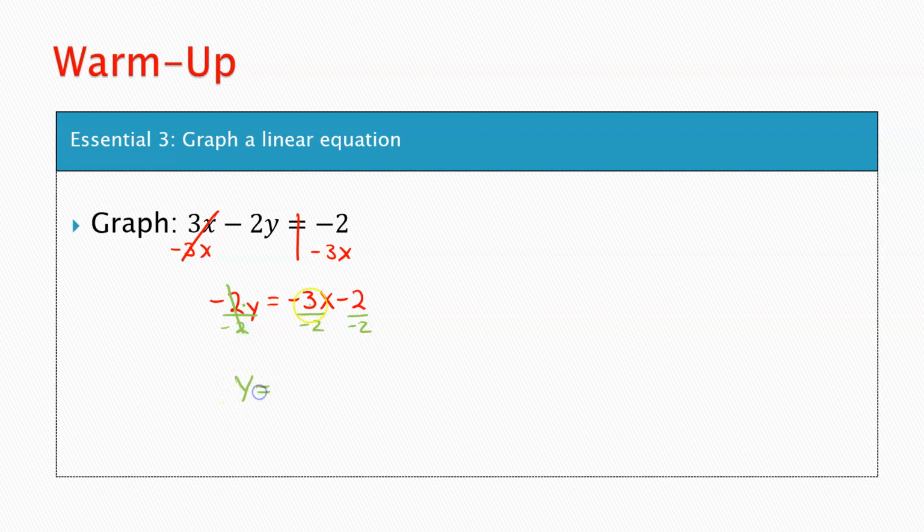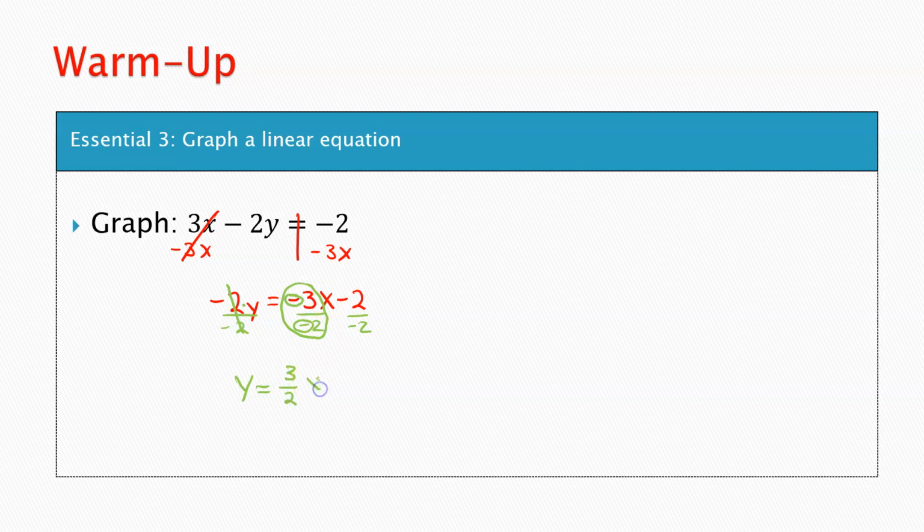Y is equal to, now take a look at this fraction. I can't divide 3 by 2 very nicely. It'd give you a decimal, 1.5. But I can work with the signs here. What's a negative divided by negative? That's a positive. I would rather turn that whole fraction into a positive fraction instead of dealing with those negatives.